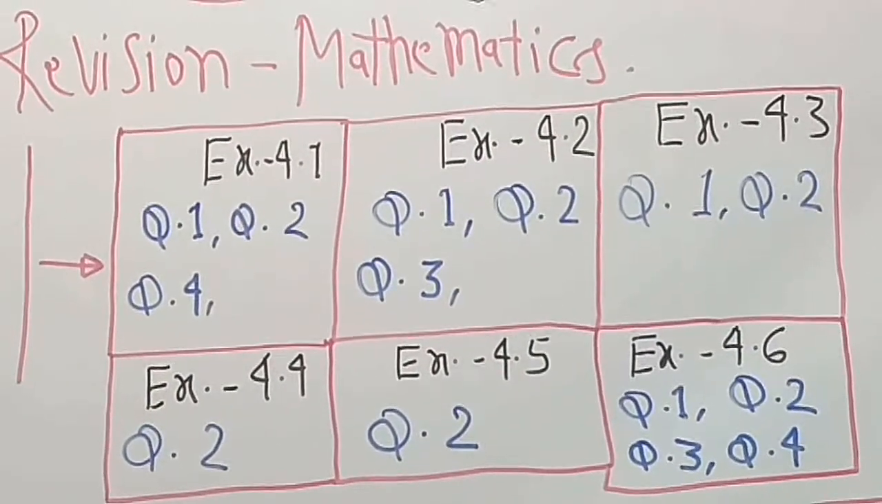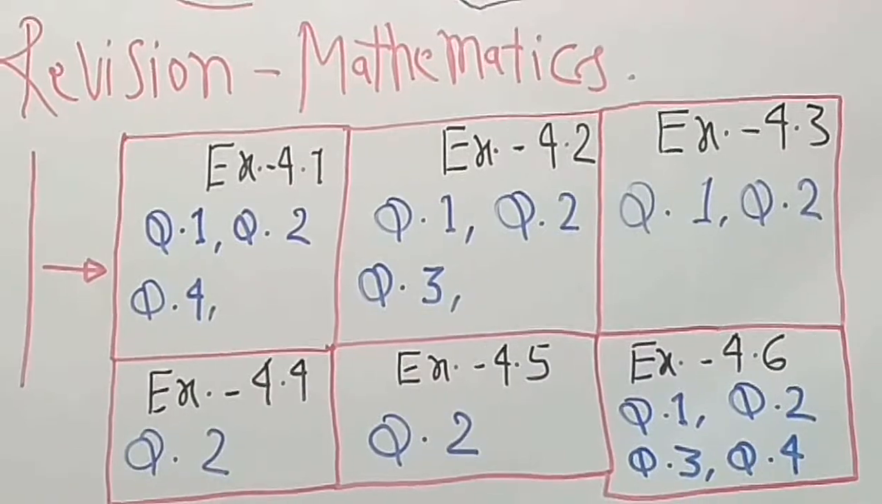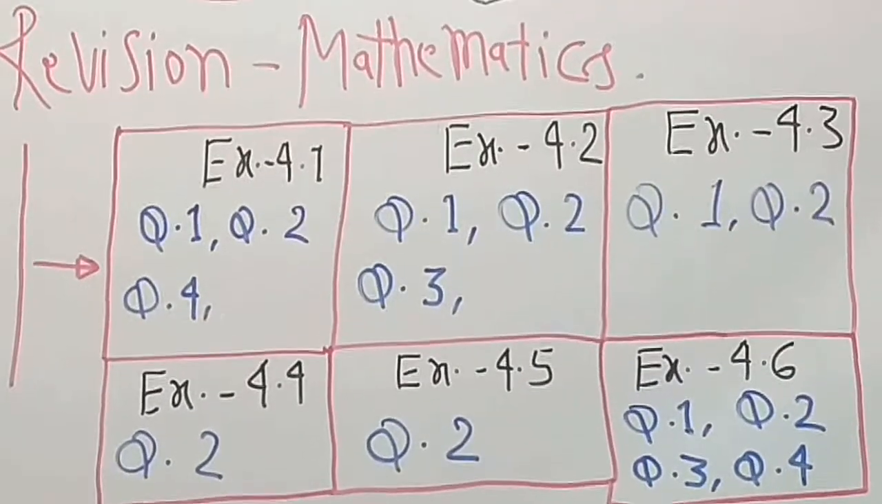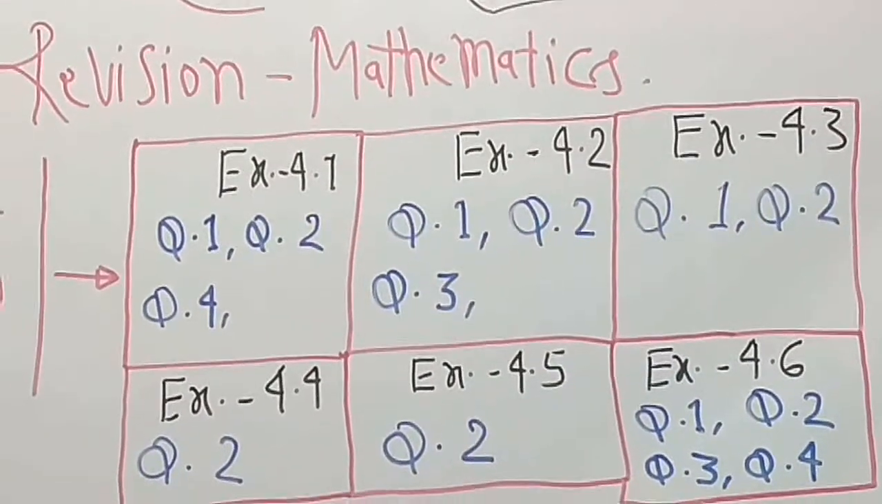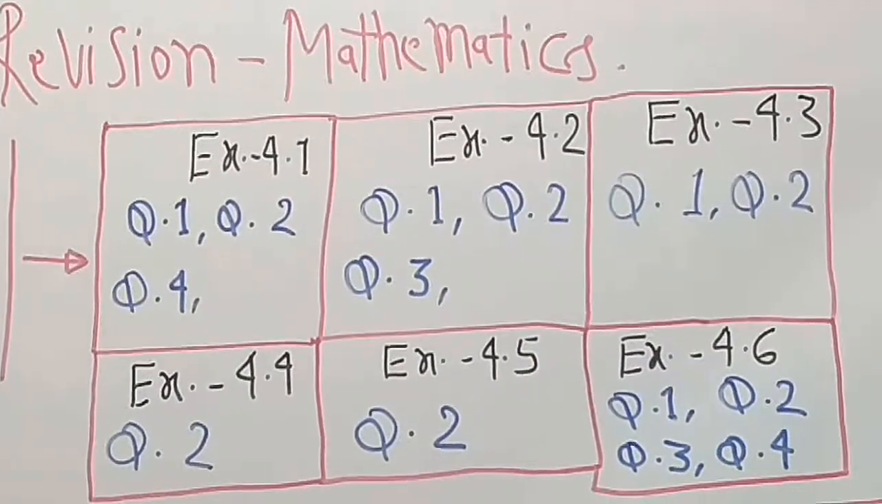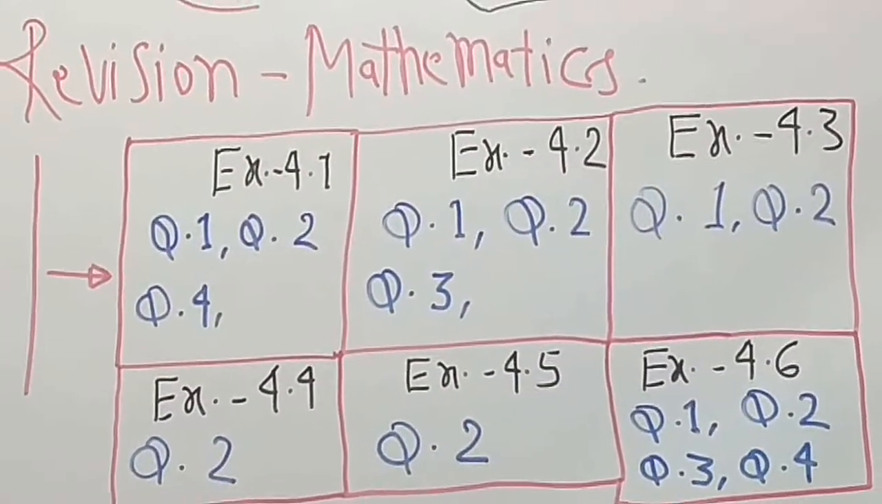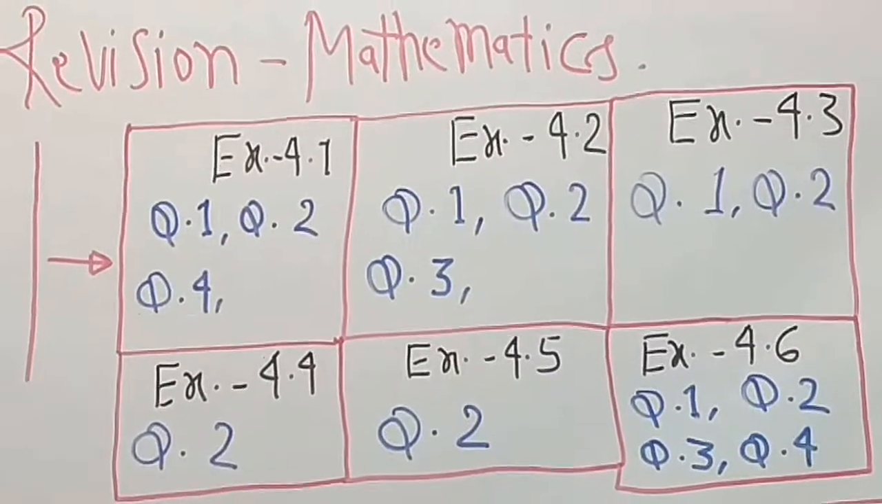Now exercise 4.3, question number 1 and 2 are the important questions in this exercise. Question number 1 is name the angles in the given figure. One figure is given there. You have to identify the names of the angles in this figure.